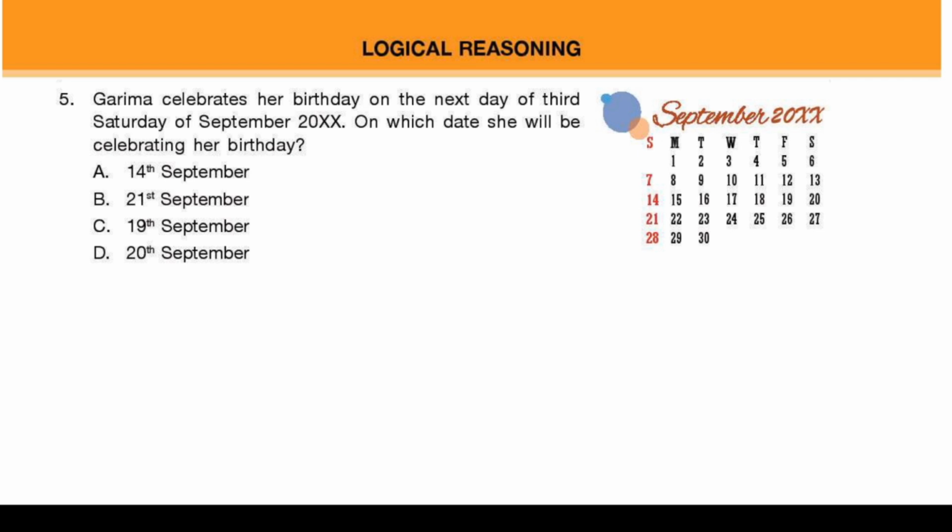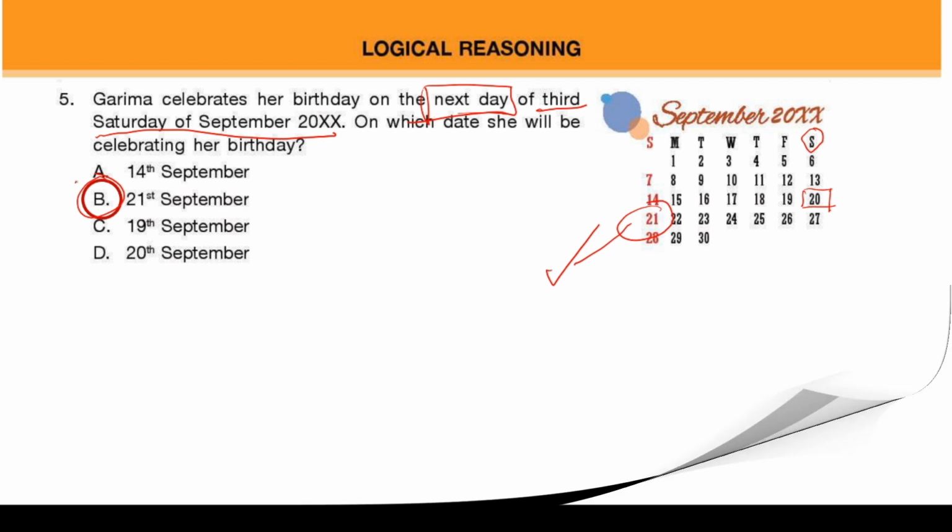Well, let's see this. Now, Garima celebrates her birthday on the next day of 3rd Saturday of September. For these questions, always start from the last part of the sentence. So it says 3rd Saturday of September. This is September, this is Saturday, 3rd is 1, 2, 3. So 20th is the third Saturday of September and she celebrates her birthday next day of this date. So she celebrates her birthday on 21st. So our right answer is option B, that is 21st September.